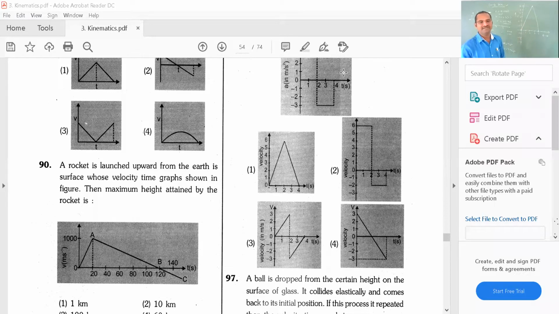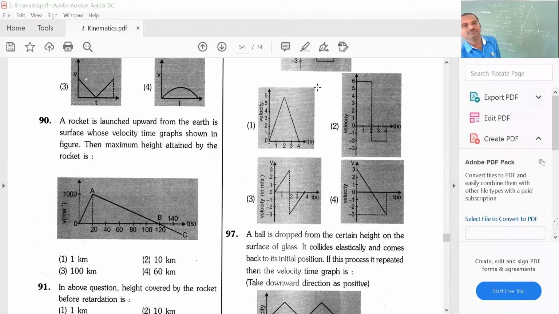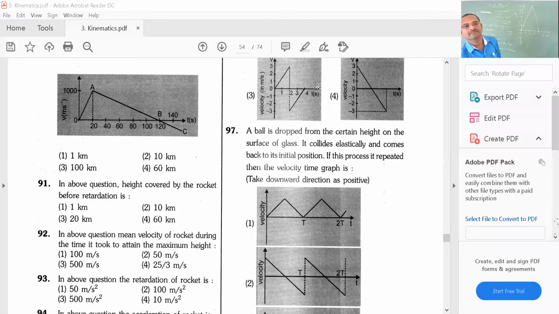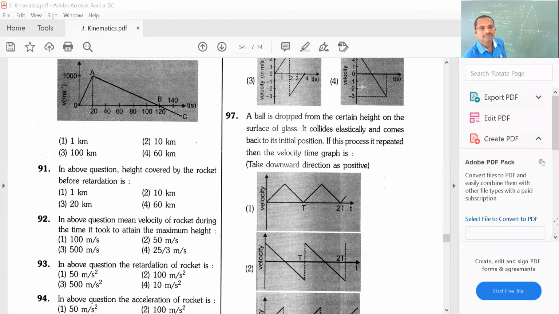Okay, so this is the graph. Now I am moving on to question number 97. A ball is dropped from a certain height on the surface of a glass. So let us imagine dropping some body on the glass. It collides elastically and comes back to its initial position. If this process is repeated, then the velocity time graph is.